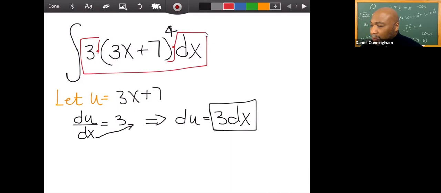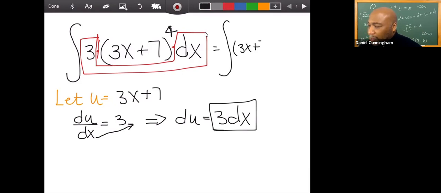Look here, guys. That's the same thing as 3 times dx. Even though the 3 is outside, it's all multiplying. We could rearrange this. So I could rearrange this. This is equal to the integral of (3x plus 7) to the 4th times 3 dx. And there's my du.